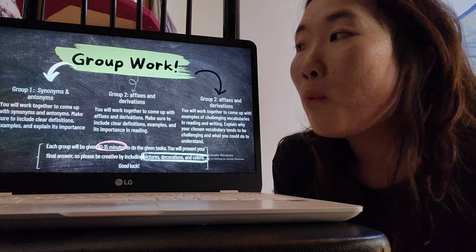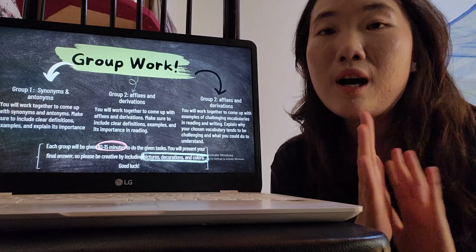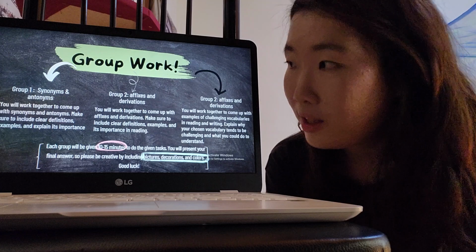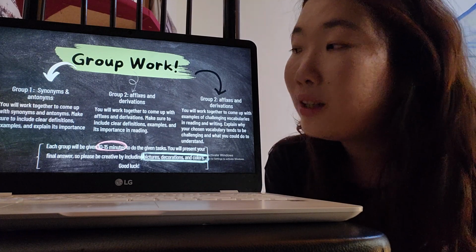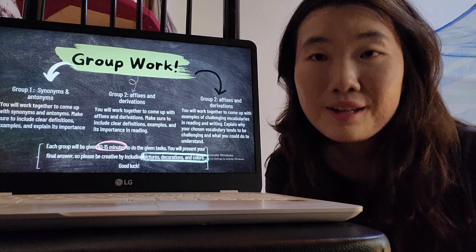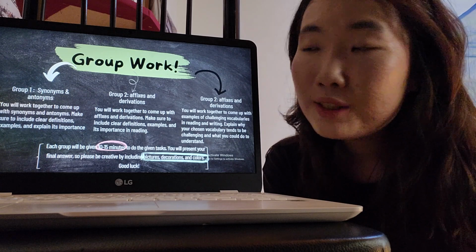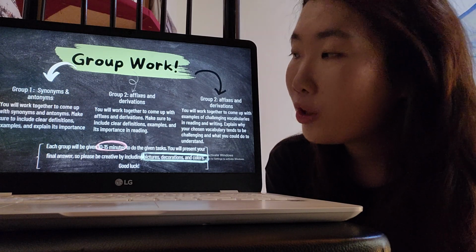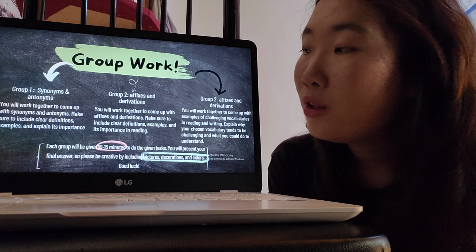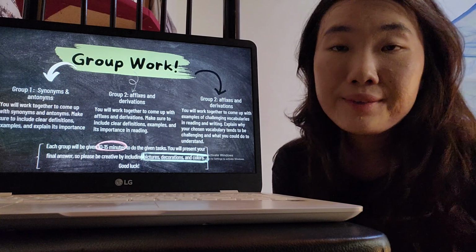All right, so group one is going to discuss about synonyms and antonyms. What you guys are going to do, you will work together to come up with synonyms and antonyms. Make sure to include clear definitions, examples, and explain its importance. All right? Group 2, affixes and derivations. So in here, you guys will work together to come up with affixes and derivation. Make sure to include clear definitions, examples, and its importance in reading.